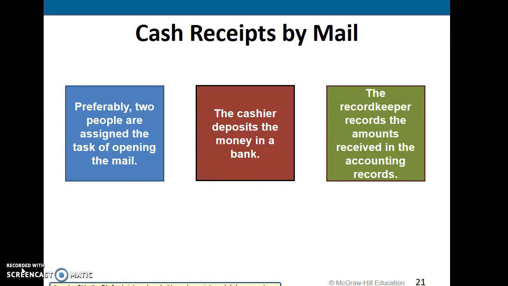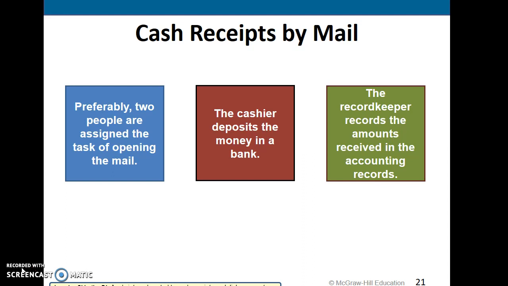Okay, so we'll pick up this video from chapter 6 at this slide right here talking about cash receipts by mail. And this is easy stuff to read. Preferably two people are assigned to the task of opening the mail. That's so we have more than one person accounting for what's in the mail. The cashier deposits the money into a bank, and the record keeper records the amounts received in the county record.